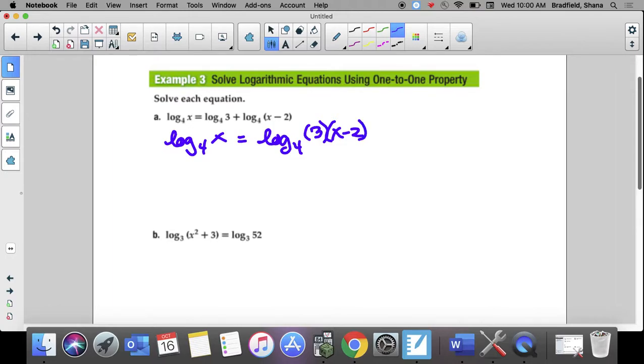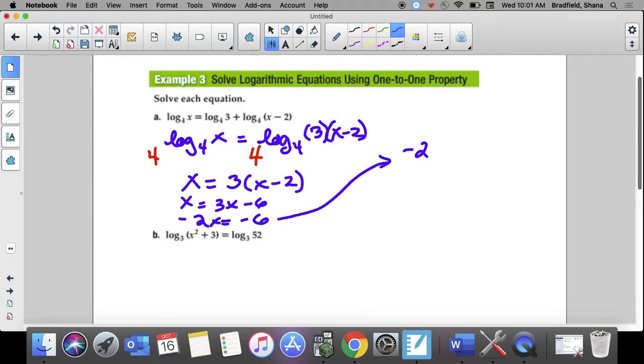So now I have log base 4 on both sides, I'm going to put a 4, and so write those exponentially. And what happens is on the left side, it's just x, and on the right side is 3 times x minus 2, and now I can solve for x. So x equals 3x minus 6, and I'm going to subtract 3x, so that'll give me negative 2x equals negative 6. And then when I divide by negative 2, x equals 3.